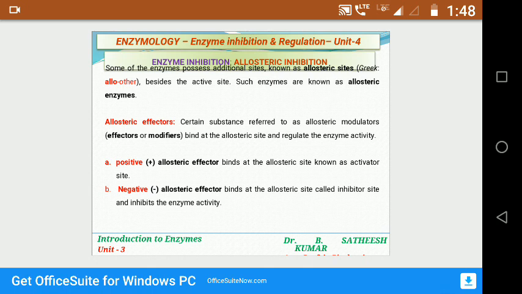But in the case of non-competitive inhibition, we may have a single subunit or single polypeptide chain, where the substrate binds at the active site, and the inhibitor binds other than the active site on the same polypeptide chain. But here it is very well organized.